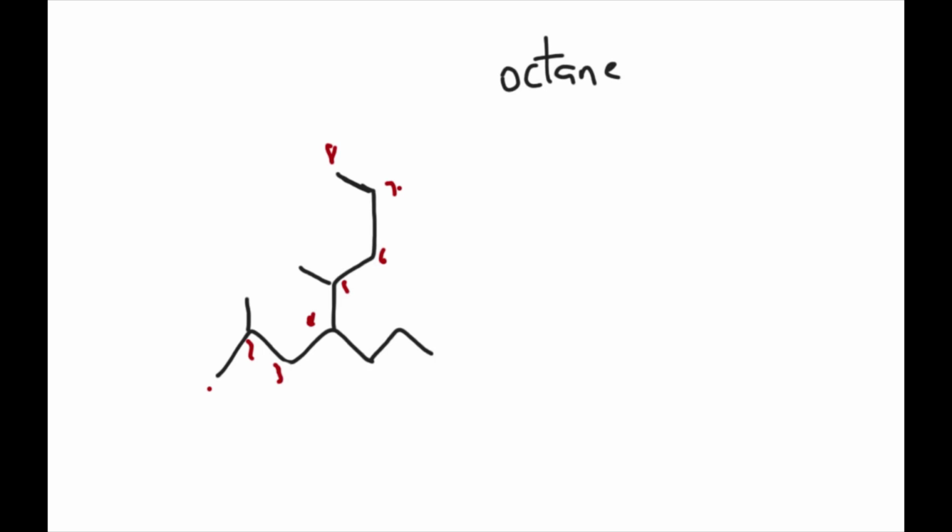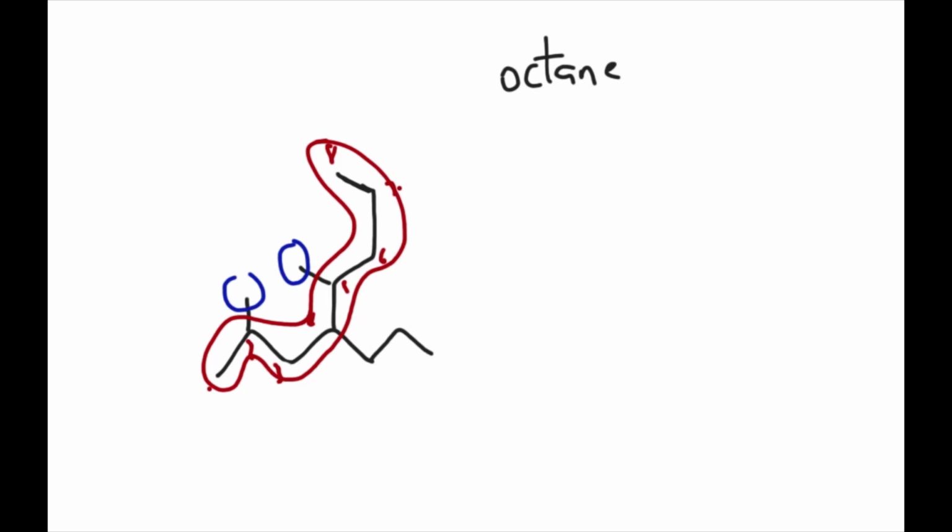Now we want to circle everything and figure out what's left over. Now we can see that we have a group here left over, another group, 1 carbon each, so that's a methyl. And here we've got a 3 carbon chain, so we have a propyl group left over.